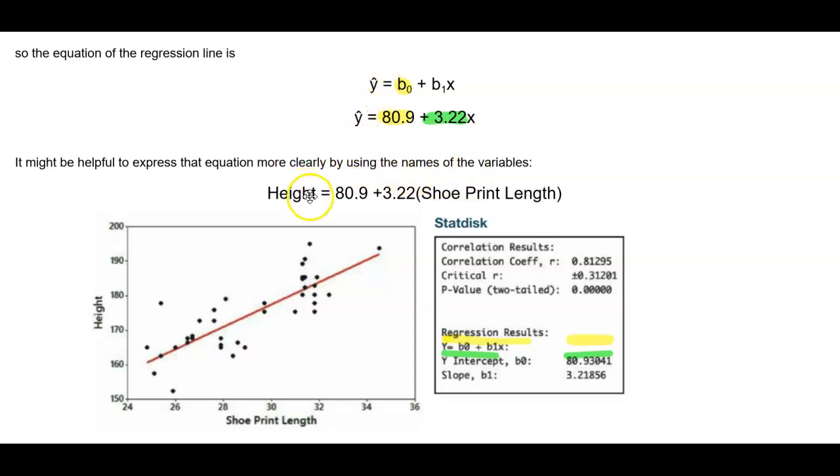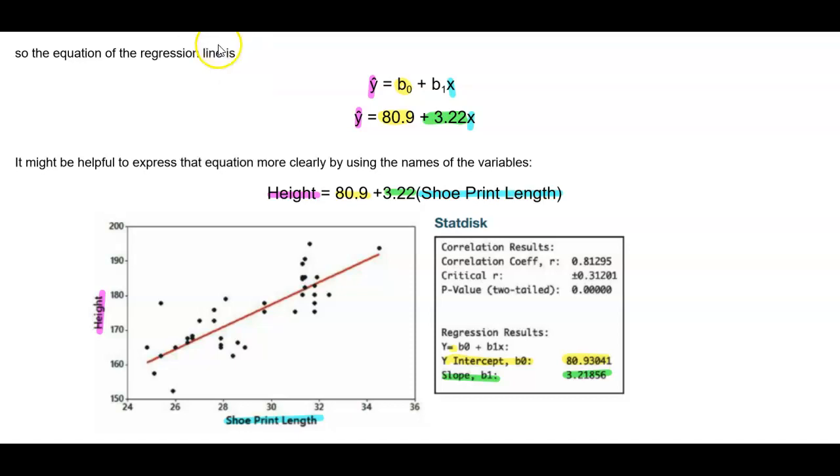So y hat represents the height, because if you look at the graph here, that is height. Let me go ahead and highlight that. So we're going to say that represents the height. And again, that equals the y-intercept of 80.9, and then we also have the slope of 3.22. Now, what does x represent? You can see that x represents, on the x-axis, the shoe print length. Therefore, that would be the shoe print length.